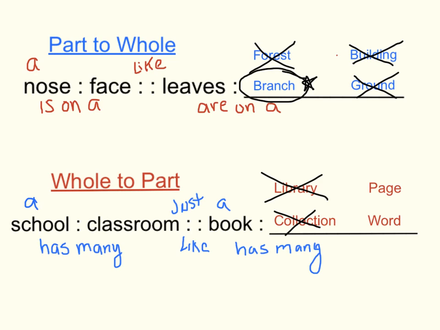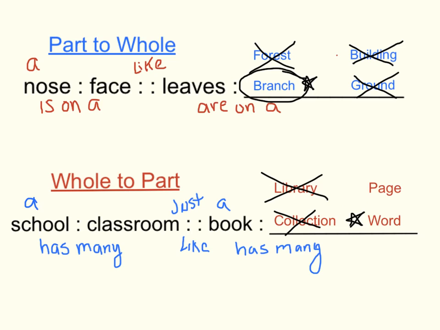A school has many classrooms, just like a book has many words. So a book does have a lot of words in it. Cannot argue that. Some books have more than others, but books tend to have words. So I like that option. Let's put a little star next to that one because we're going to come back to it. Okay, now our next one. A school has many classrooms, just like a book has many pages.